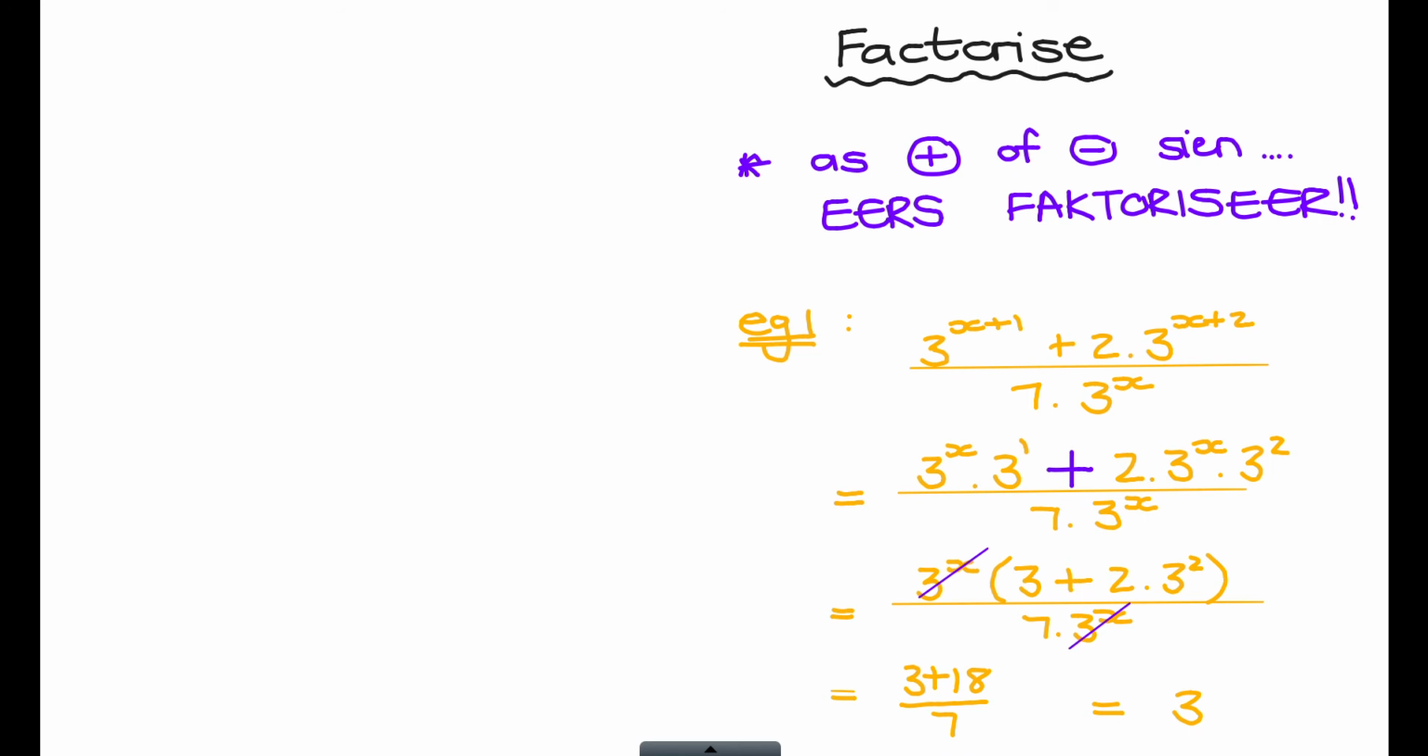Okay. Meeste van die tyd gaan jy sien that when we factorize, we're actually getting rid of those unknowns, the variables. Daai 3 tot die mag x, daai onbekende is nou sommer weg en dan kan ek lekker verder vereenvoudig. Okay. Right. Now I'm going to let you guys try one.